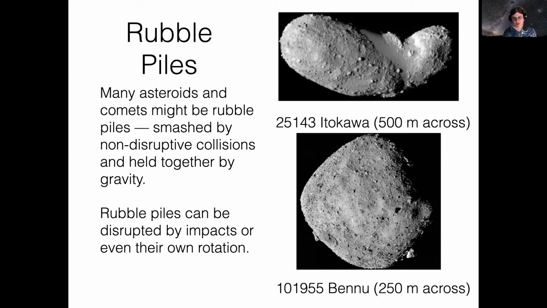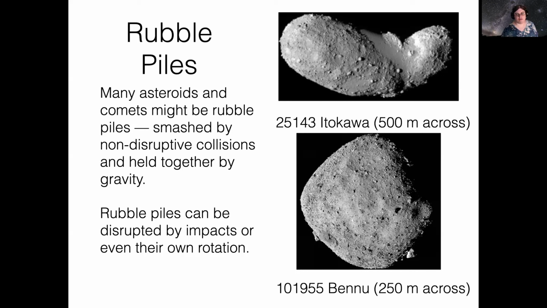So we call these kinds of objects rubble piles because basically the number of collisions they've undergone has completely pulverized them, and they're held together by their weak gravity and maybe a few large pieces like Itokawa. Itokawa is mostly shaped by a few large pieces. Bennu is vaguely spherical just because it's not got very much internal strength, so it just forms due to its very tiny gravity.